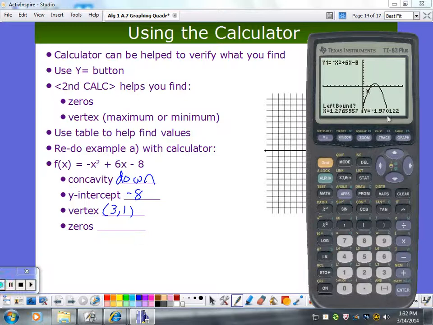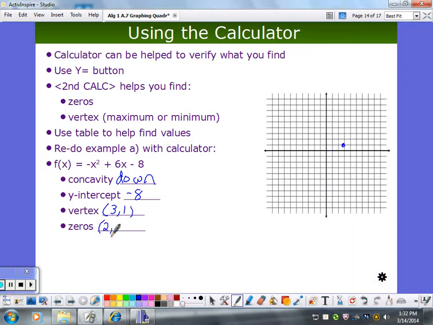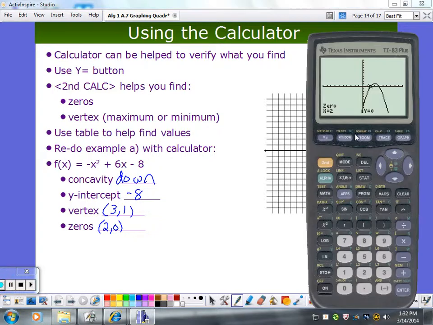Make sure you're really to the left of it. It gets mad sometimes. Then it says right bound, so go to the right of it. This is how the calculator knows which zero you want. I got one at 2, 0. I did this zero, now I'm going to do this other zero.